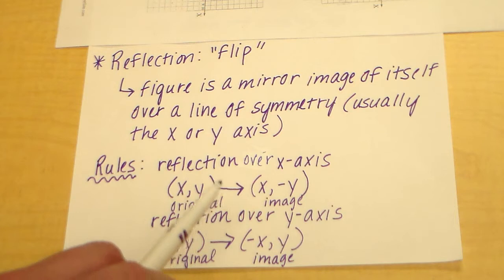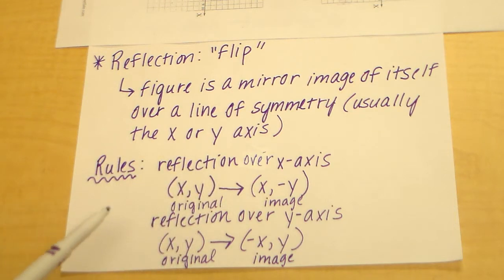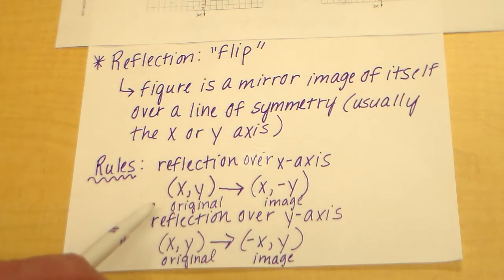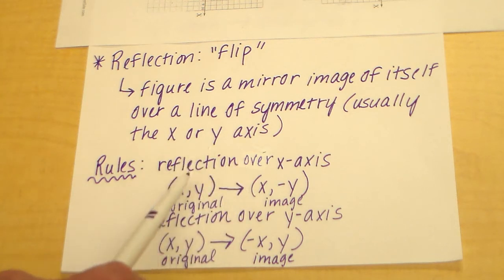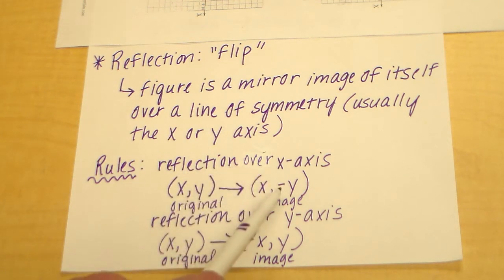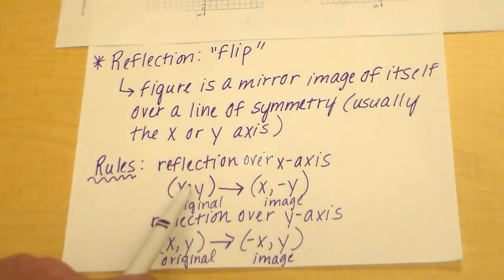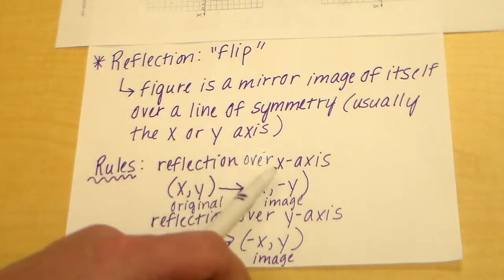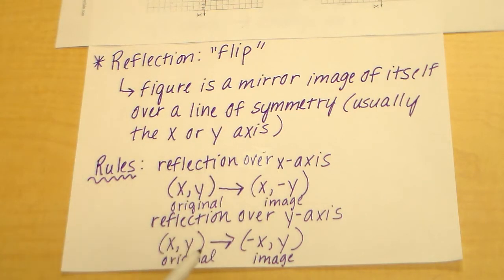So reflection over the x-axis, we're flipping it across that line. So that means my x's don't change. I'm not moving it left or right. I'm moving it up and down. So my x stays x, and my y becomes the opposite of y. We're not going to read that as negative y, because if we already are starting with a negative number, it would be the opposite of a negative, which would become positive. So we're going to make sure we read that as the opposite of y.